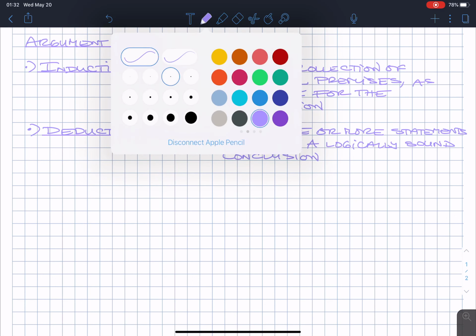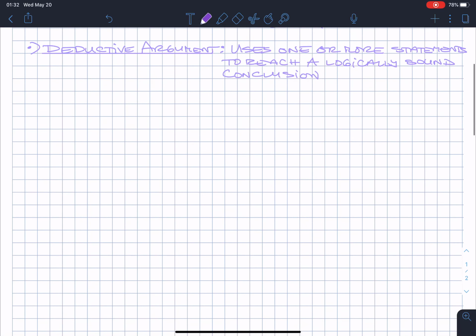So let's call these valid argument forms. Remember we had fallacies in the first lecture. This would be the opposite to that. These are actually valid argument forms. If you use them, they are good. Your argument is sound.